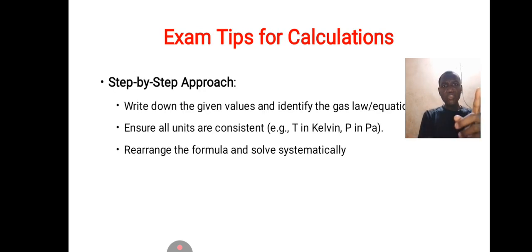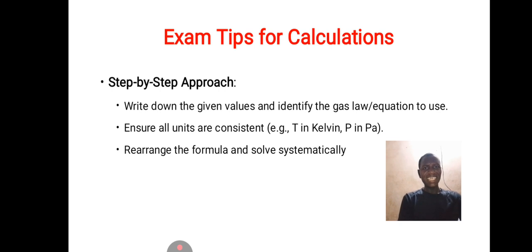Alright, so tips for calculations. I think I've already said this earlier. Write down the given values to identify the gas law or equation to use. Please, I urge you, ensure all units are consistent. Make sure that temperature is in Kelvin. Pressure in chemistry, most times it is given in millimeters of mercury, just use it like that. Or it is given in atmospheres, just use it like that. But when we come to physics, most times you have to change it to Pascal. So note this. Rearrange the formula and solve systematically.